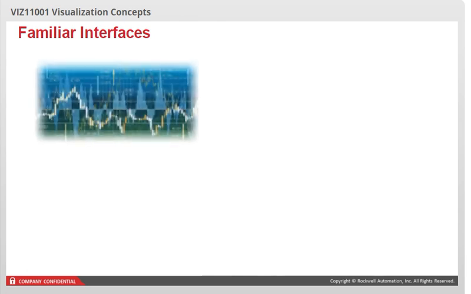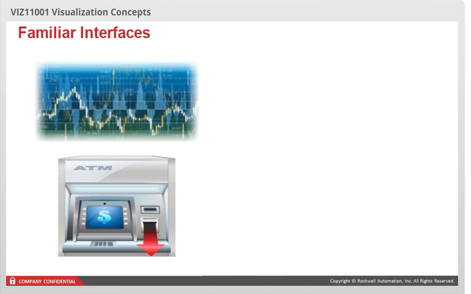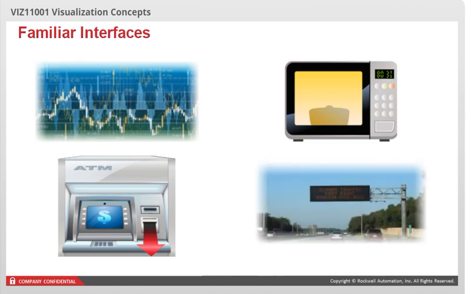We see examples of interfaces every day. Stock tickers used to view up-to-the-second stock prices, an automated teller machine, or ATM, used to access account balances or history, microwave oven controls, or overhead digital signs used to display current traffic and weather conditions.